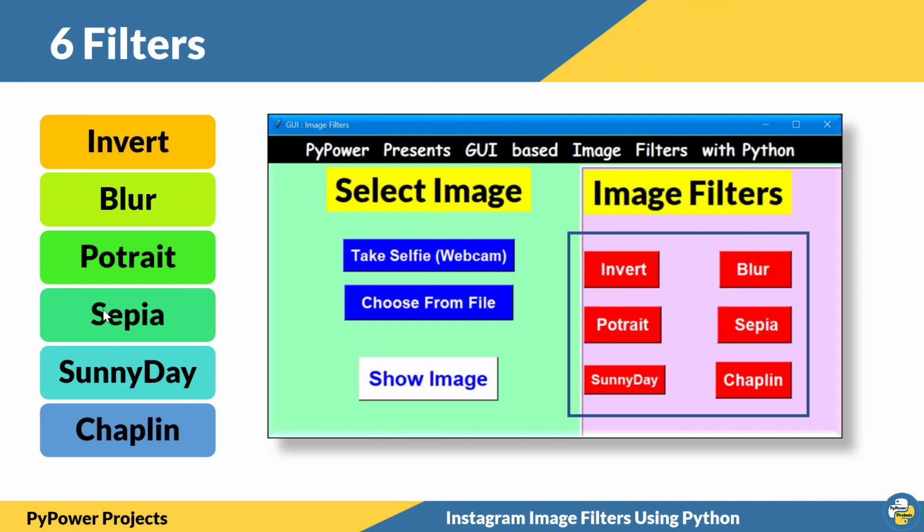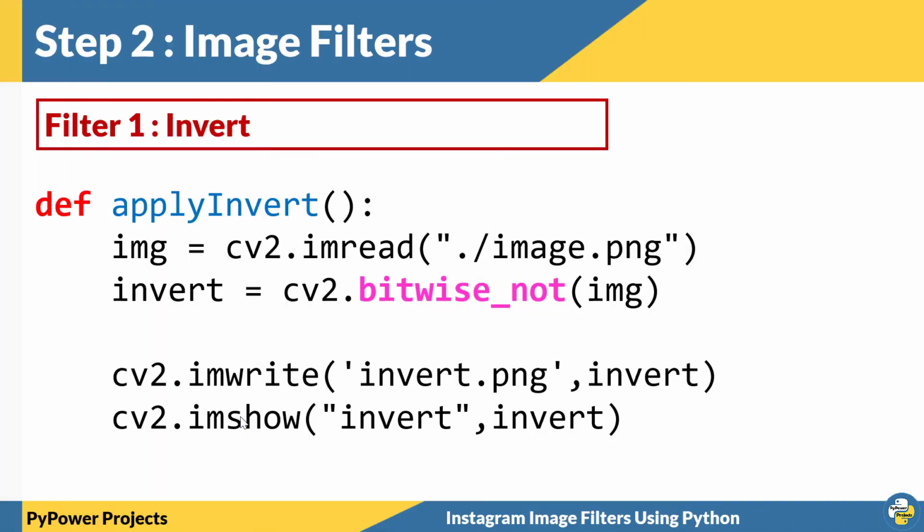What are the 6 different filters that are provided? Invert, blur, portrait, sepia, sunny day and Chaplin. These filters are present, and you can apply any filter on your image. The first filter is invert. So what is the code involved in this invert?